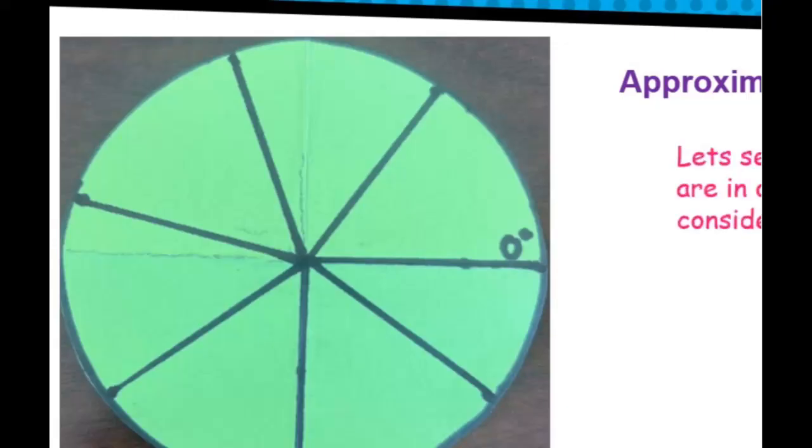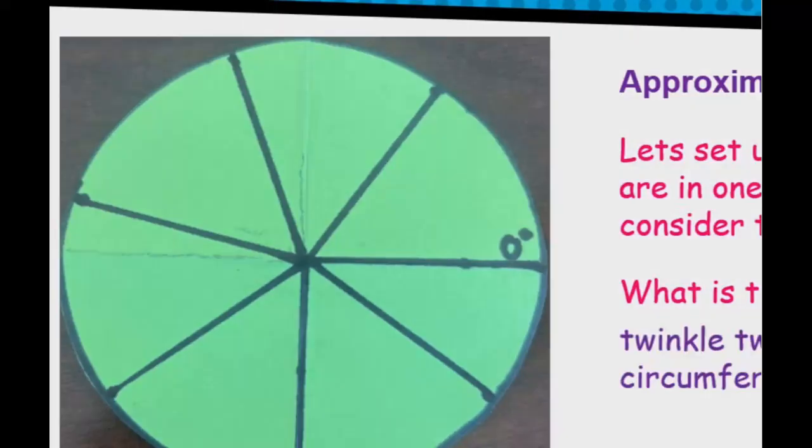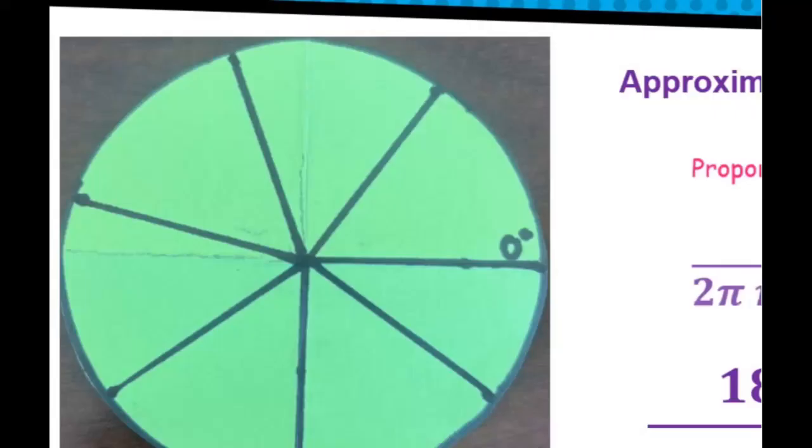So how can we determine that? We're going to set up a proportion. But first, we want to look at the equation for circumference, which, if you get that confused with area, think about twinkle, twinkle, little star. Circumference equals 2 pi r, and that may help. But that's just to illustrate how we come up with what we're going to do. Since the circumference of a circle is 2 pi times its radius, a full rotation around the circle, then a full rotation in radians is 2 pi radians.